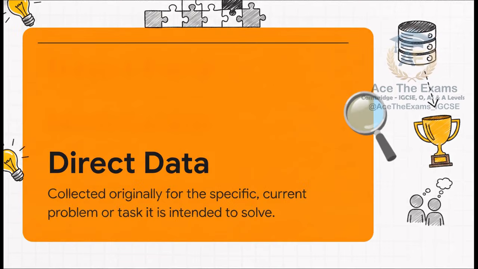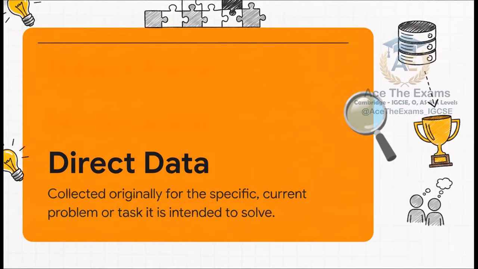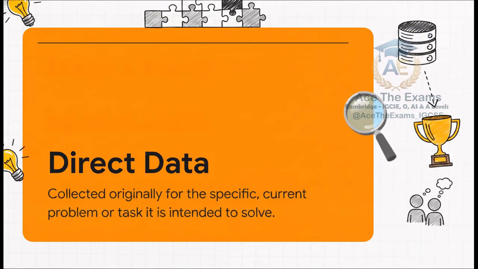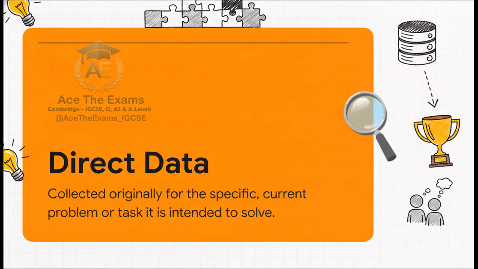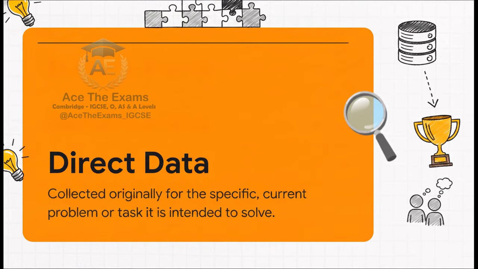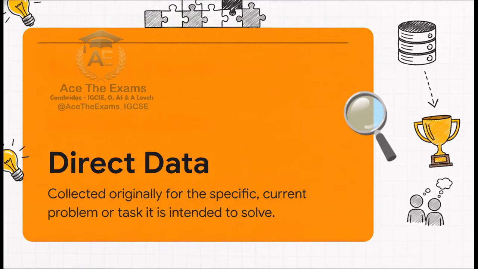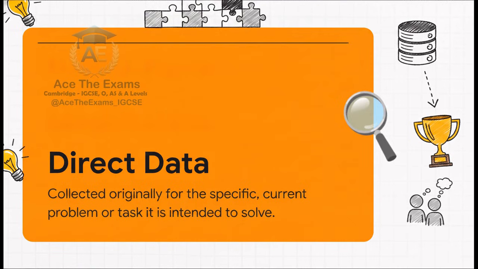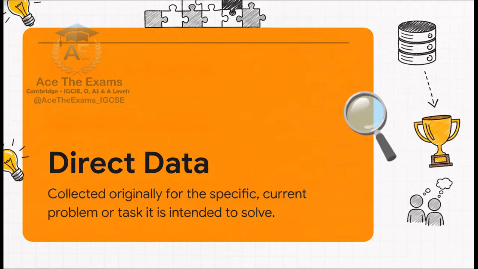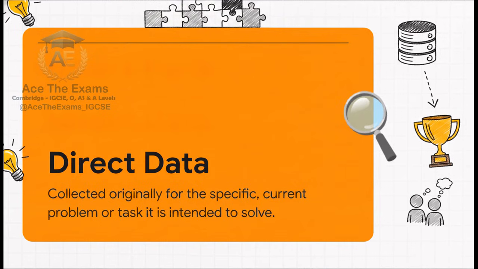Let's look even closer at the formal definition. Direct data is data collected originally by a user for the specific current problem or task it is intended to solve. Getting a solid grip on this theoretical foundation is your first quick win, for sure. It gives you the raw terminology you need. But, and this is crucial, remember that defining it is only step 1 in the examiner's eyes. It gets you onto the playing field, but it definitely doesn't win the game.